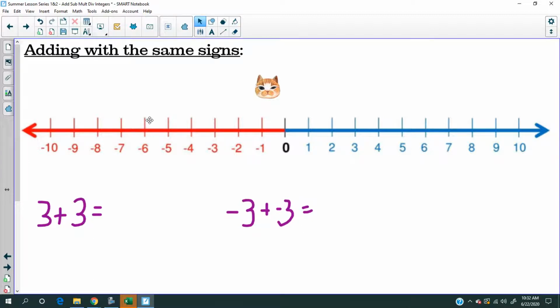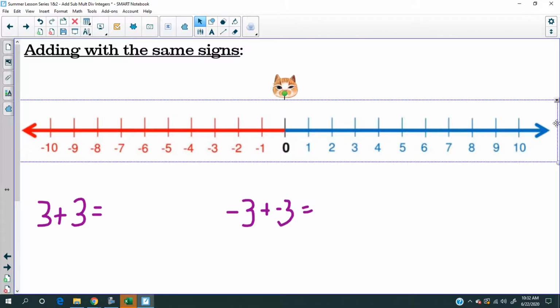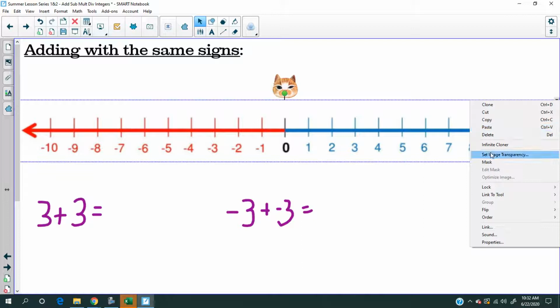Now to do that, we're going to use a number line, and I am going to show you this. Hold on, let me do something real quick.